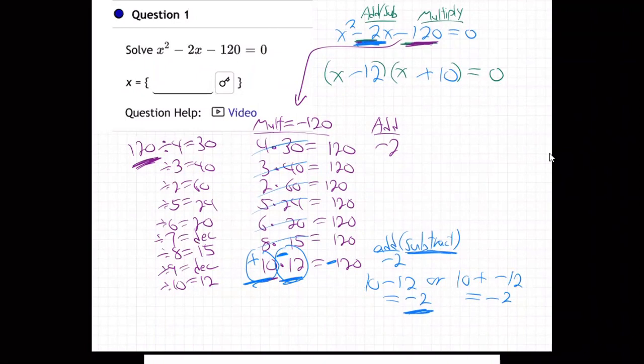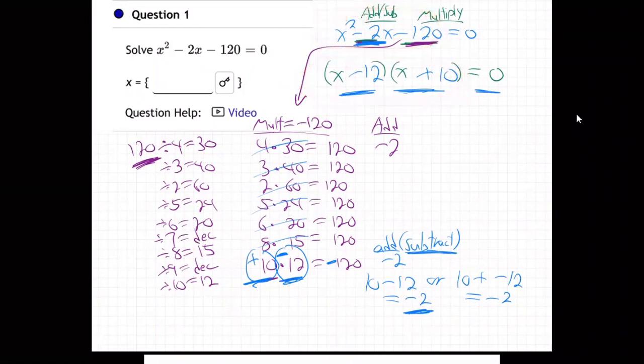Is that making sense so far? See how I'm coming up with that? Okay, but we're not done yet. We're close, but we're not done yet. So what this means is we found a couple of numbers that will multiply to equal negative 120. We've taken this right here and we've factored it like that.